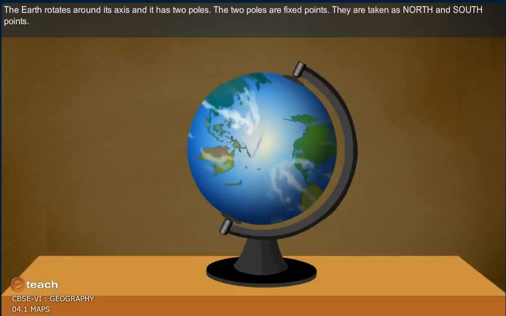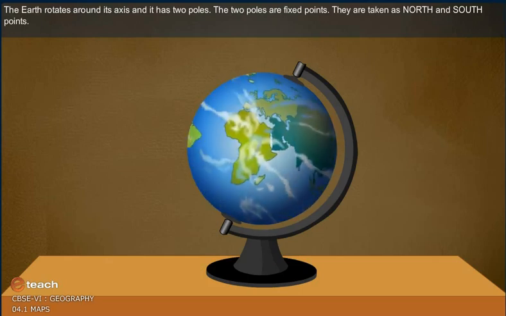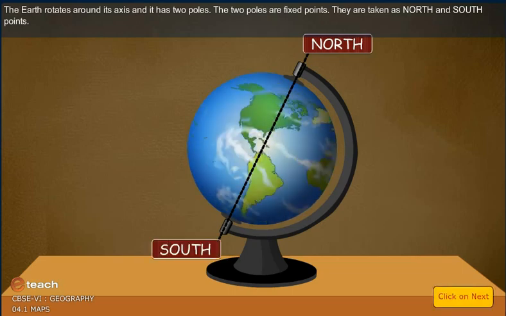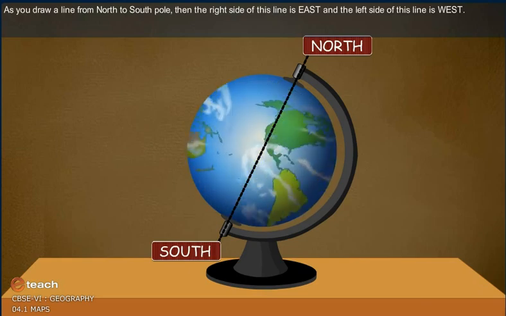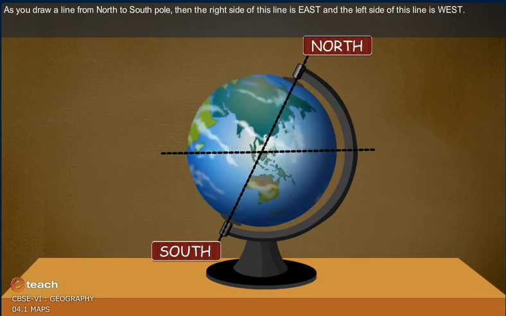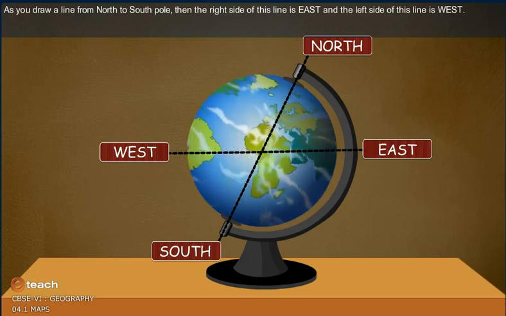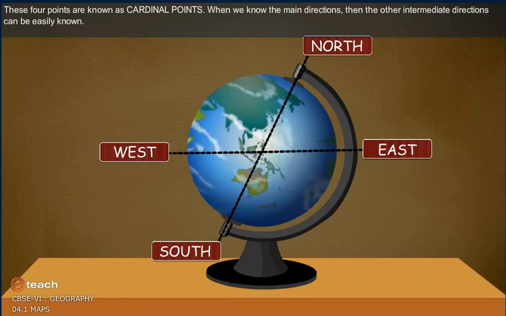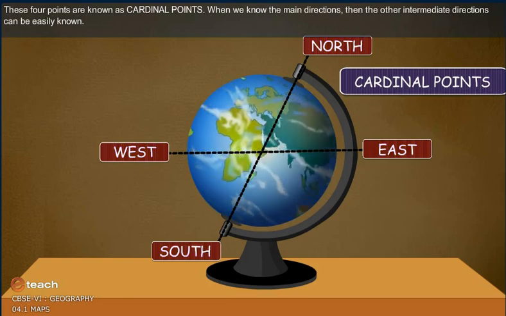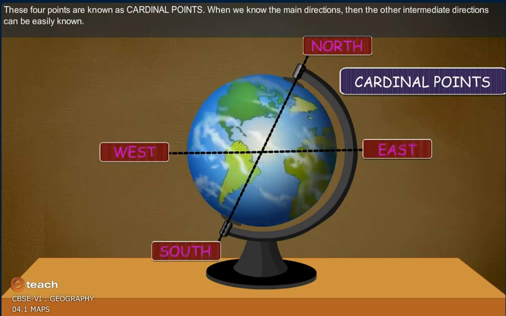The earth rotates around its axis and it has two poles. The two poles are fixed points. They are taken as north and south points. As you draw a line from north to south pole, then the right side of this line is east and the left side of this line is west. These 4 points are known as cardinal points. When we know the main directions, then the other intermediate directions can be easily known.